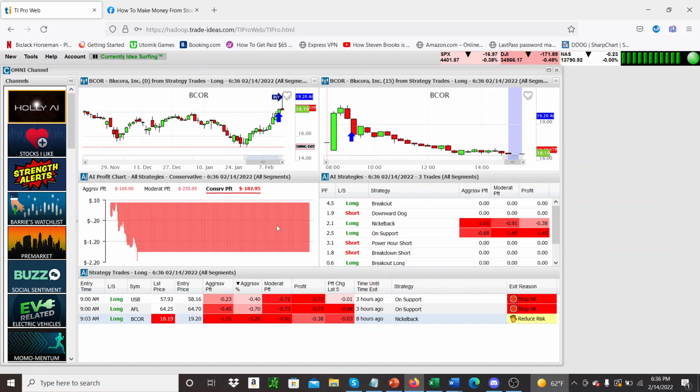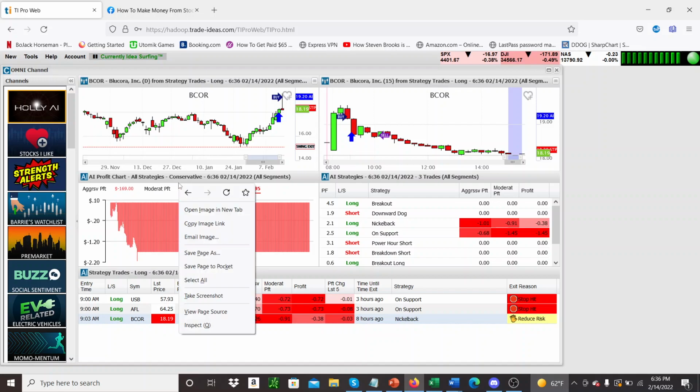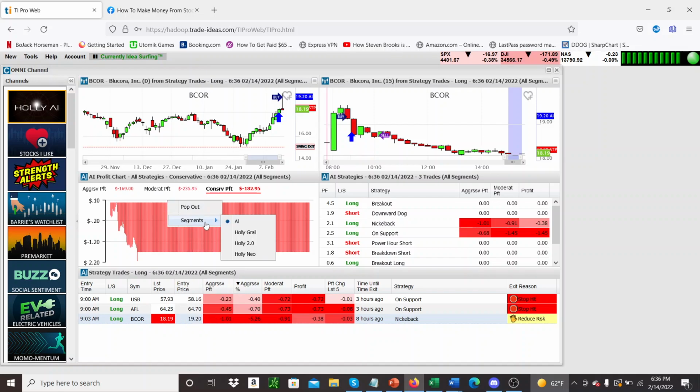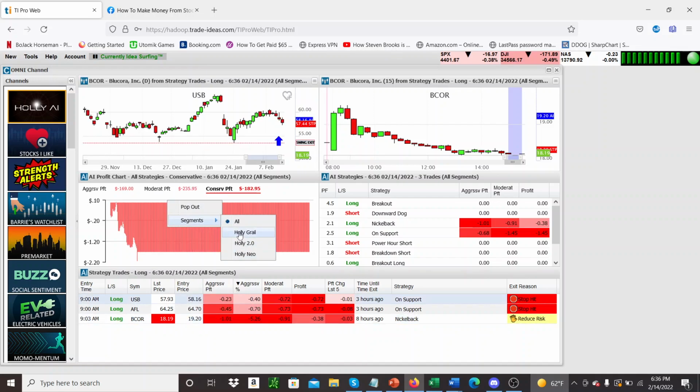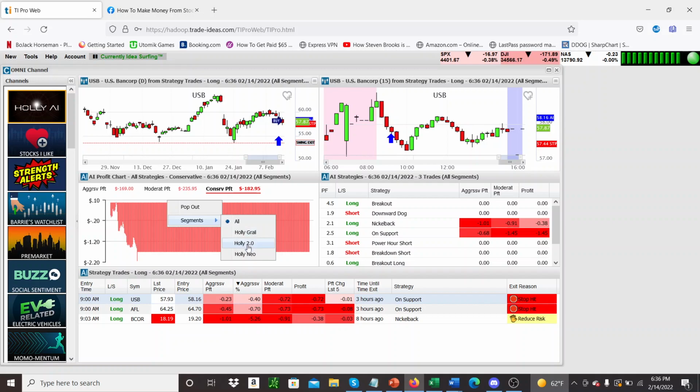So I think these are the Holly bot that does the auto trading, but I can't set it to find any sort of track record. I'll have a look now, but looking at pop out segments, there are different Hollies: Holly Grail, Holly 2.0, Holly Neo. Which strategy do I use? Can I see the back testing for it? I can't figure out how to do that. It's just weird and really annoying.